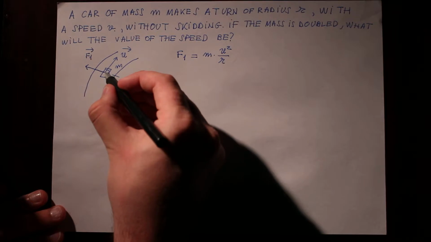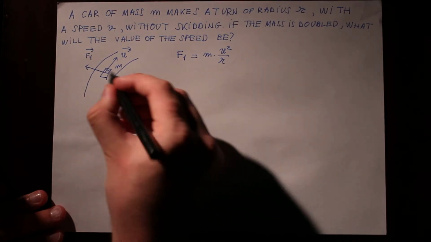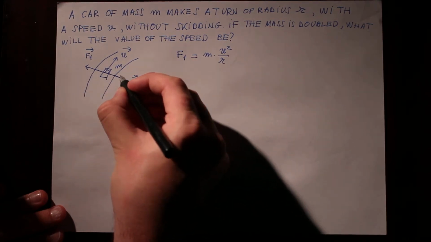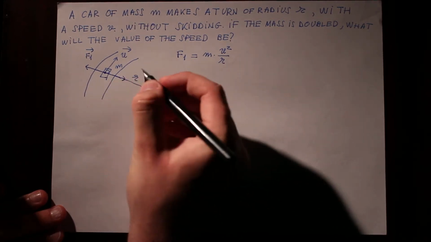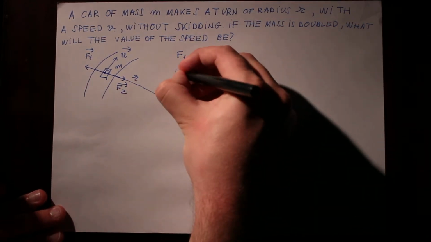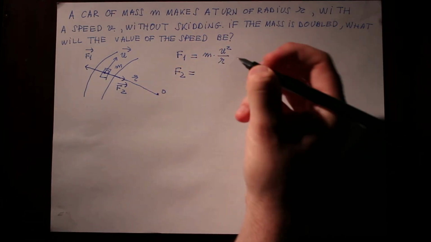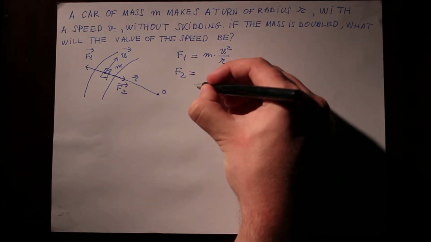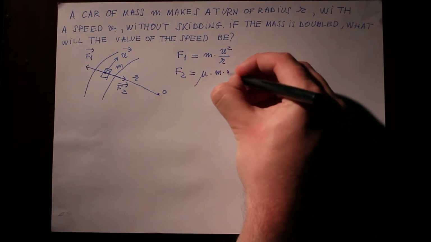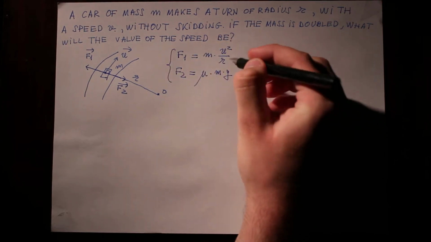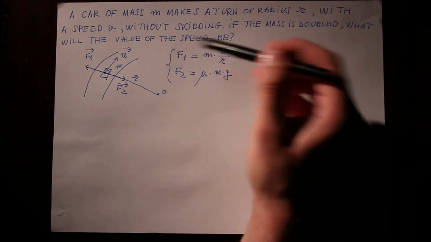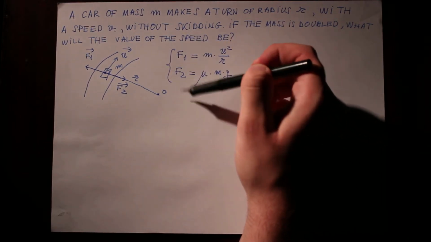Now, the other force acting upon the body is the friction force between the car's tires and the road, which tries to pull the car inwards, thus keeping it on the road. And so I'm going to denote this force F sub 2. And the value of F sub 2 is, again from our theory, the friction coefficient mu times the car's weight, which is just m times g. And so now we have the expressions for these two forces, and we are going to find a formula which relates them to one another.